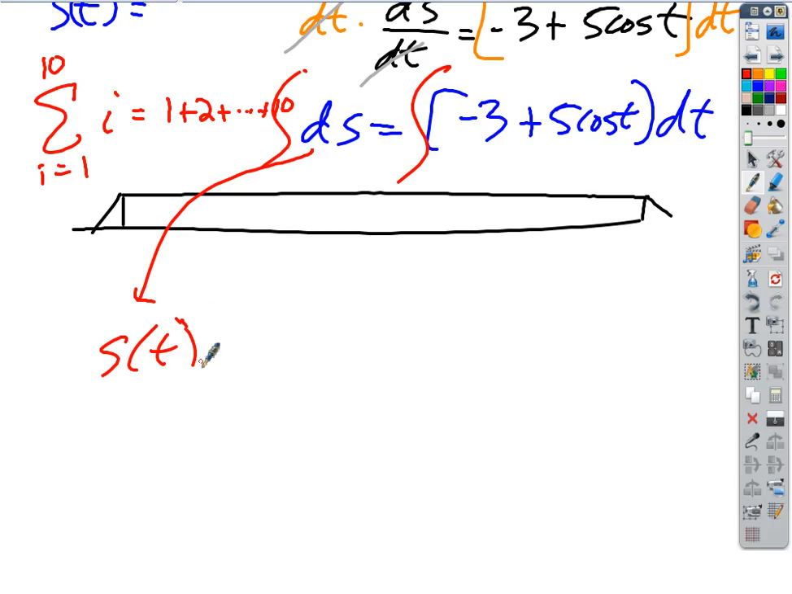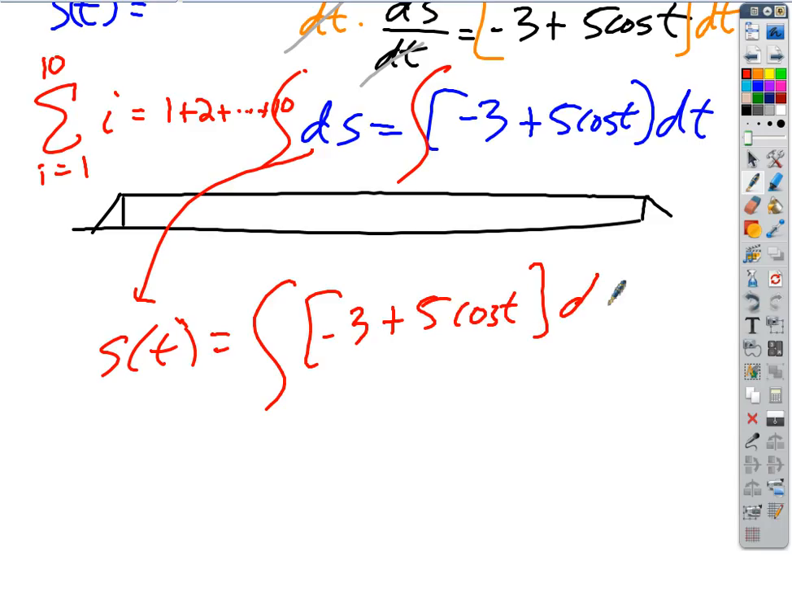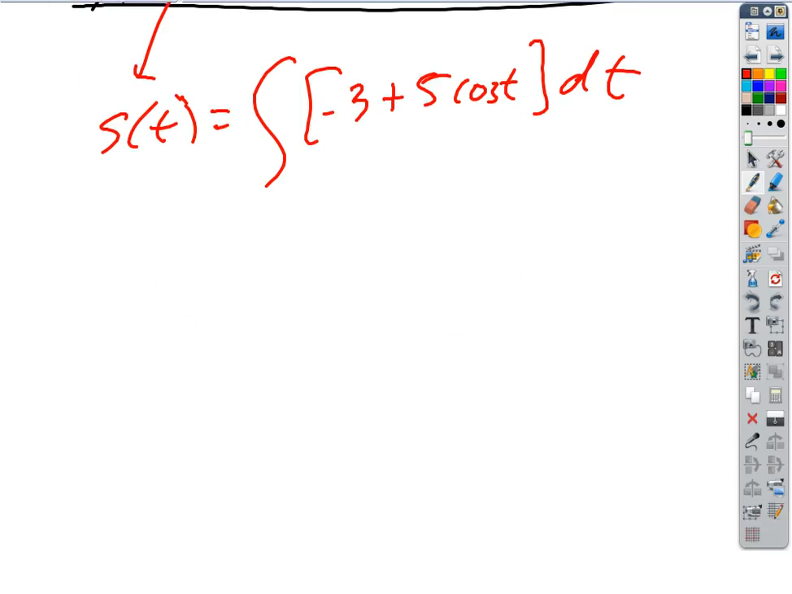So s of t then is going to equal this, right? That's what we got. It's the antiderivative of -3 plus 5 cosine t dt, and now we can just shift into calculus mode. We just play calculus Jeopardy. That's right. We go into that mode. So now this time let's not split it. Let's not write it as 2 separate parts. We'll just treat it separately. See if you can do this a little bit in your head.